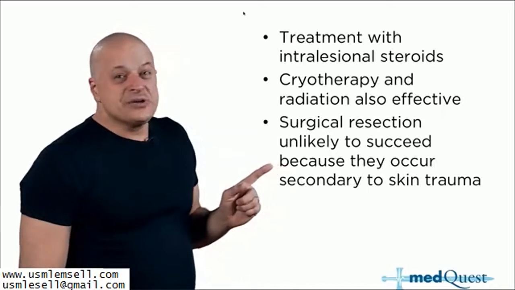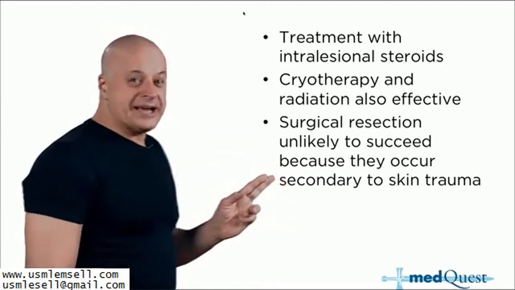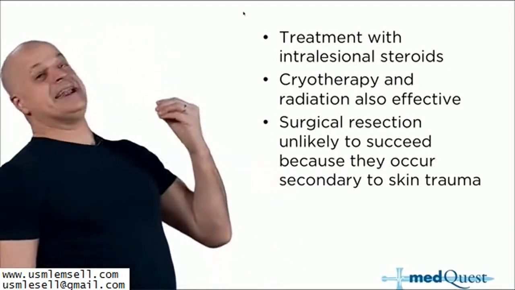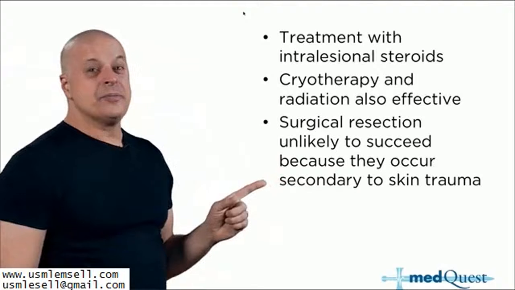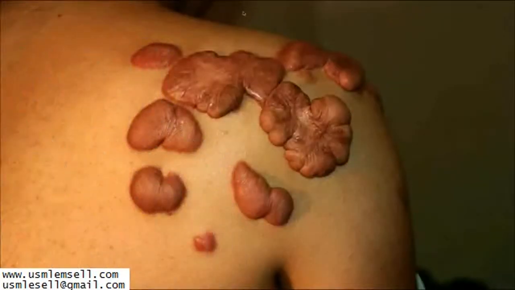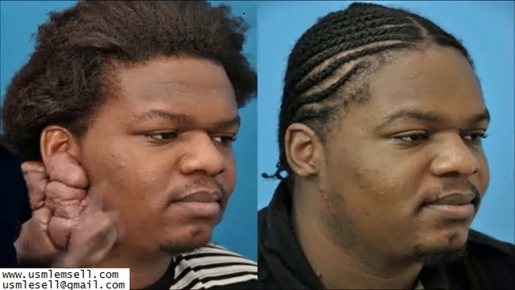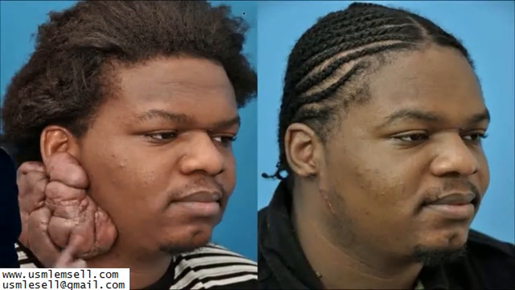And ultimately, if you can't do anything with it, if steroids and radiation don't work, you actually have to take your chances and cut them out. But the problem is they regrow. You cut them out and the keloids, the fibroblasts, will regrow. This man had to have his keloids cut off. This is the before on the left. Before, after, happy.